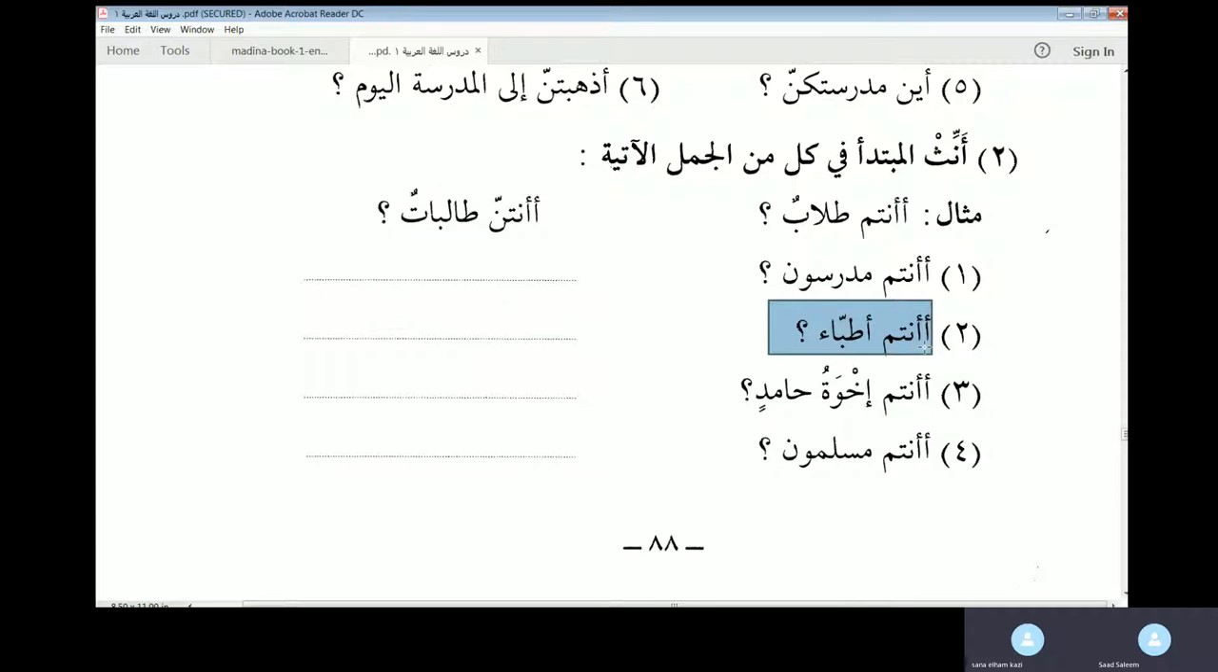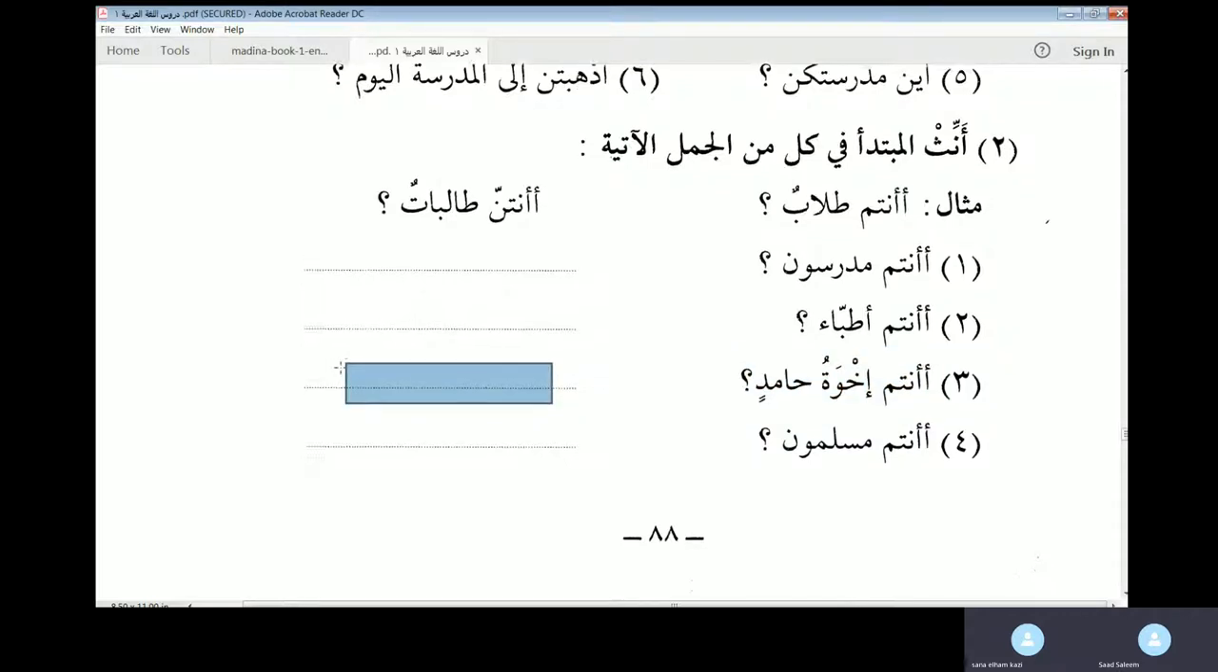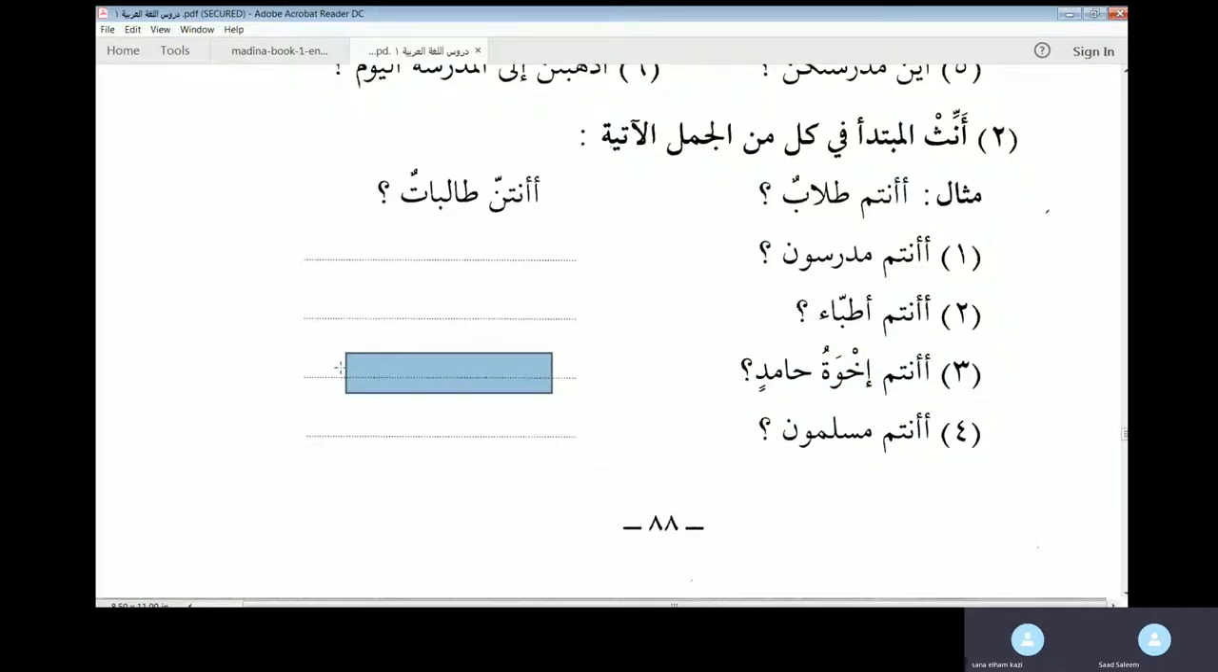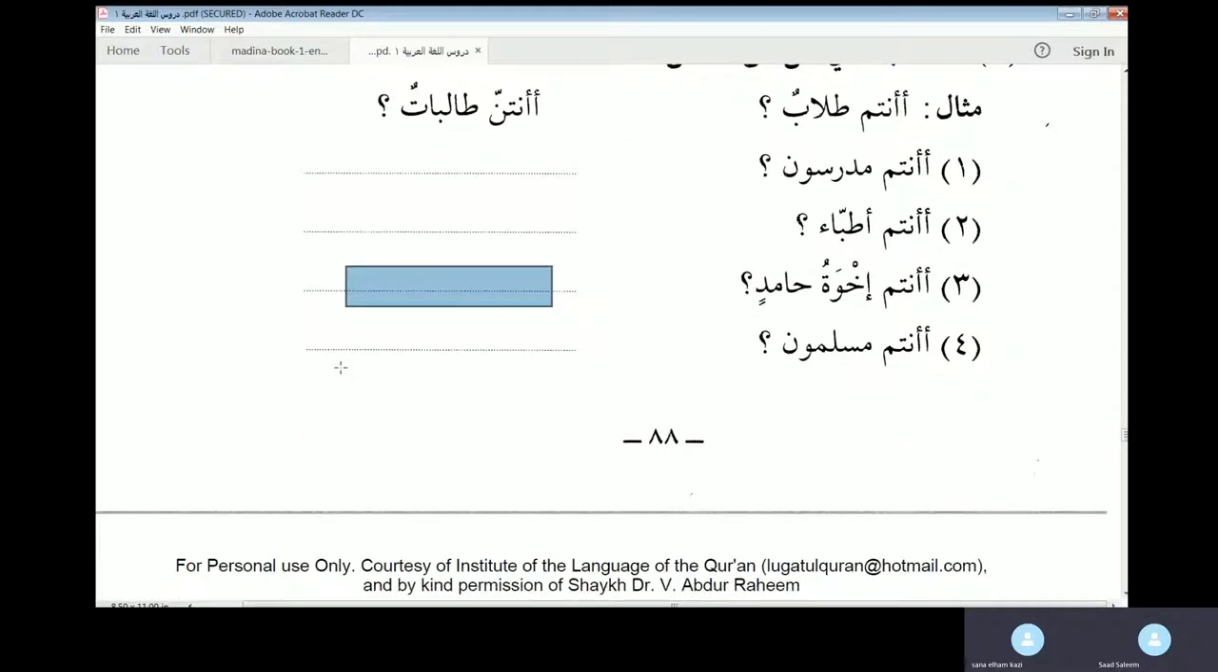Antum atibbau, are you all doctors? Antunna tabibatu, are you all female doctors? Antum ikhwatu Hamid. Are you the brothers of Hamid? Antunna akhawatu Hamid. Are you all sisters of Hamid?